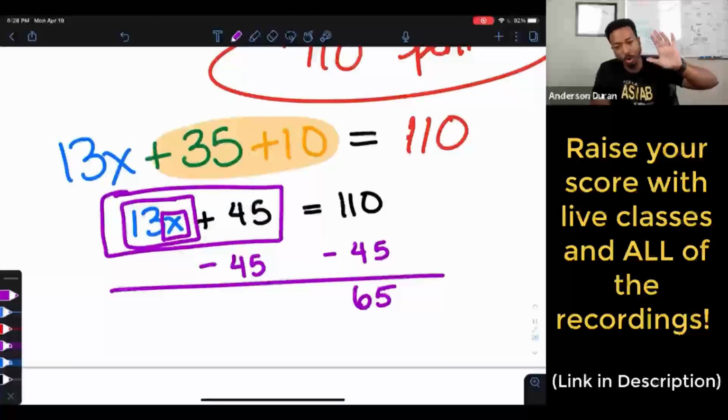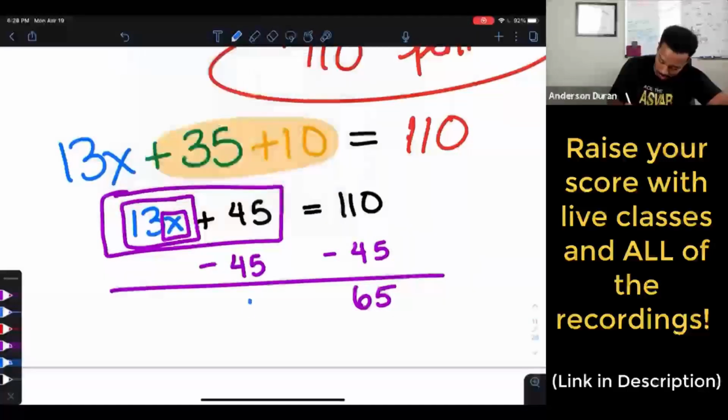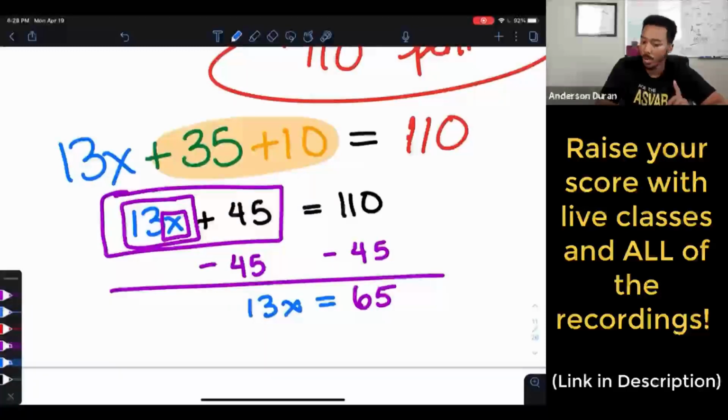I want to encourage you to do mental math when you can, because the thing is, you only get a minute. So with that said, now we have 13x. All right, quick question, everybody. What operation is happening right now between the 13 and the x? Even though we don't see the operation, what operation is it?